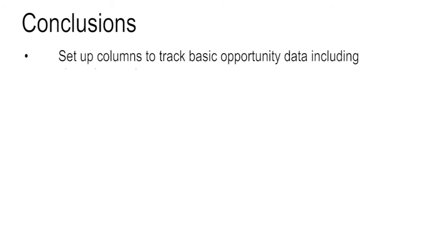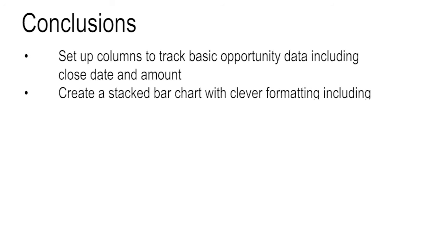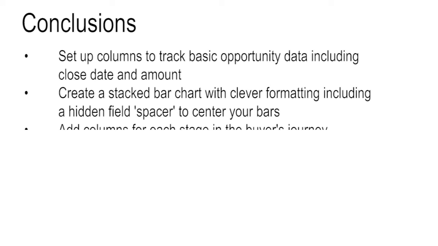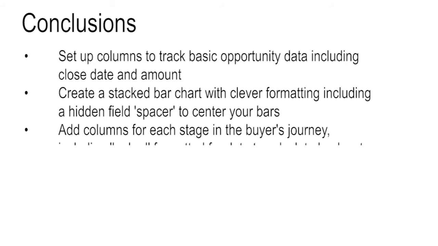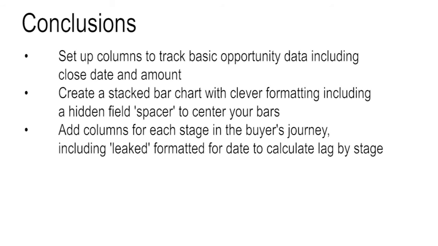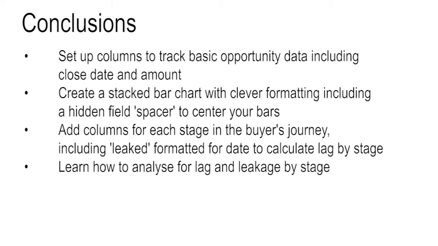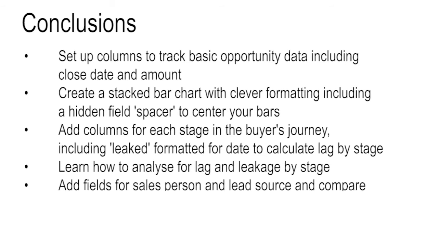But if you really have to, set up columns to track the basic opportunity data that you would normally. Then create a stacked bar chart. I showed you how to do that, including the hidden field spaces to center your bars. Add columns for each stage in the buyer's journey, including leaked, formatted for date to calculate lag by stage. Learn how to analyze for lag and leakage by stage, and add fields for salesperson and lead source so that you can compare those lag and leakage data for each of these new values.